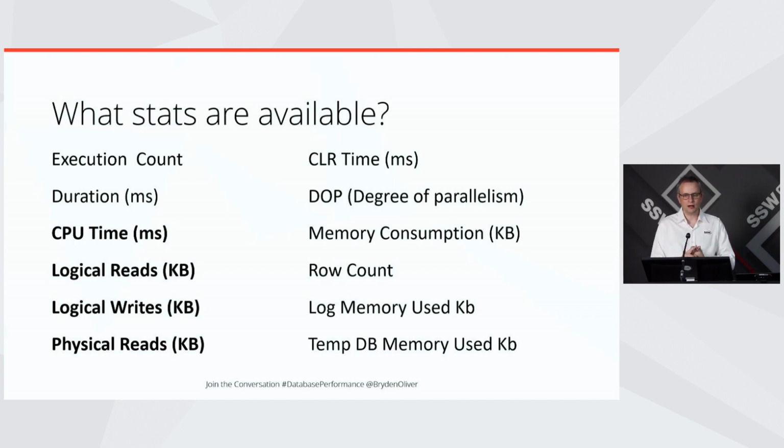Then there's a bunch of other ones. CLR time: if you've got some script executing in there that's hitting the common language runtime, that'll tell you how long that took. You've got degree of parallelism, which tells you if that piece of your query is running in parallel, so whether it's being run on multiple CPUs on your server. You can see how much memory you've consumed. If you end up in a situation where you've got a memory constrained SQL Server, you may look at that memory consumption one, but generally you don't need to worry about it too much. Then you've got a row count and some other memory statistics, which you'd very rarely find useful.